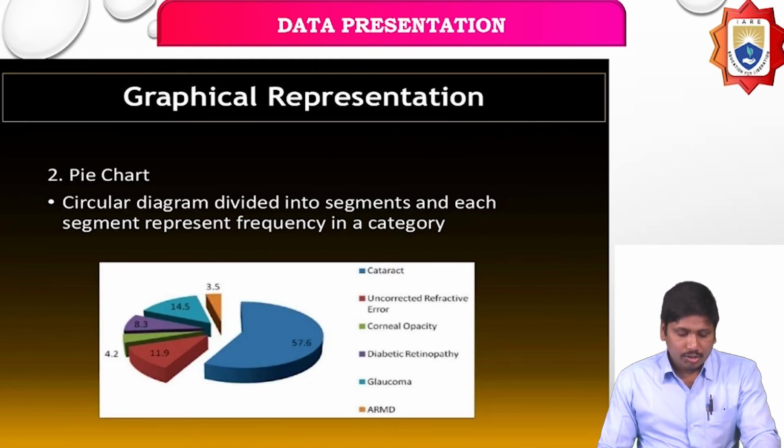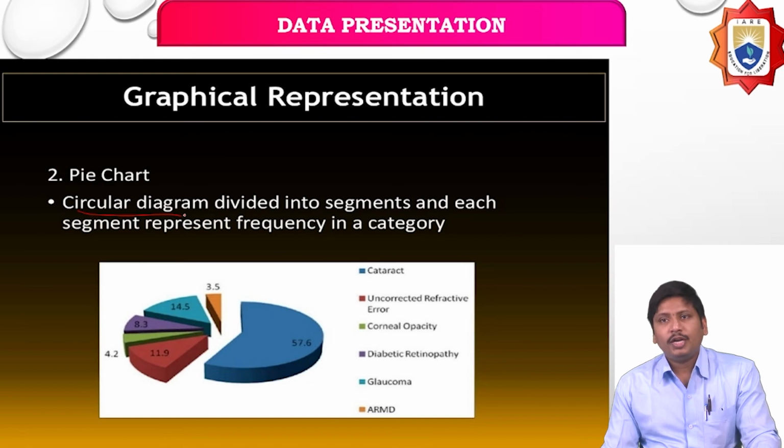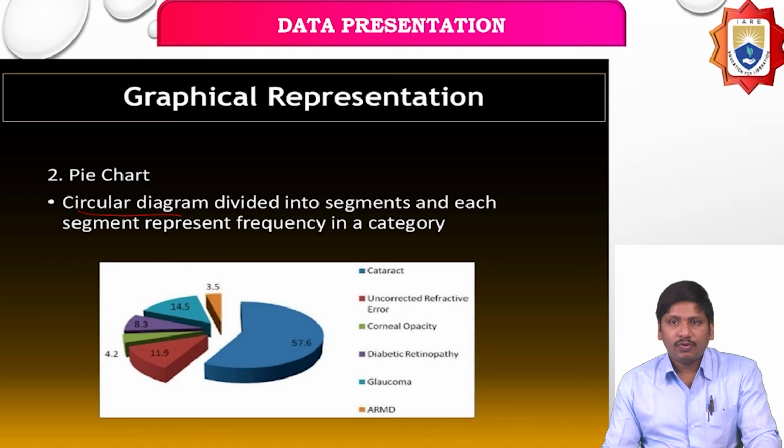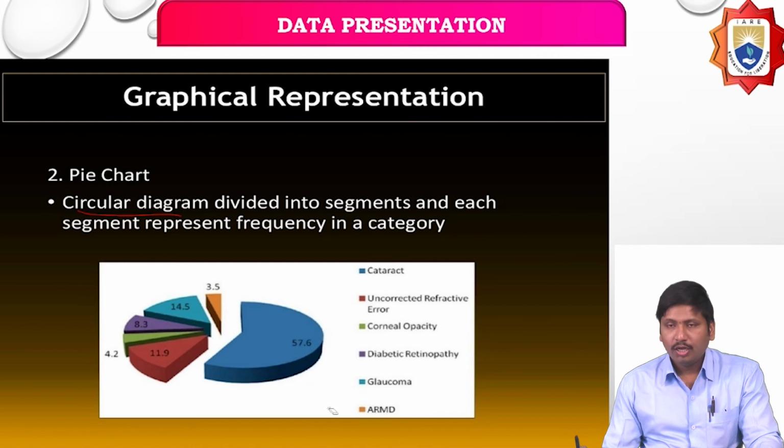And then the second one is the pie chart. The pie chart is nothing but a circular diagram which is divided into segments, and each segment represents the frequency in the category. So the pie chart is a circular diagram, right? Which is divided into different sections. That is the pie chart.